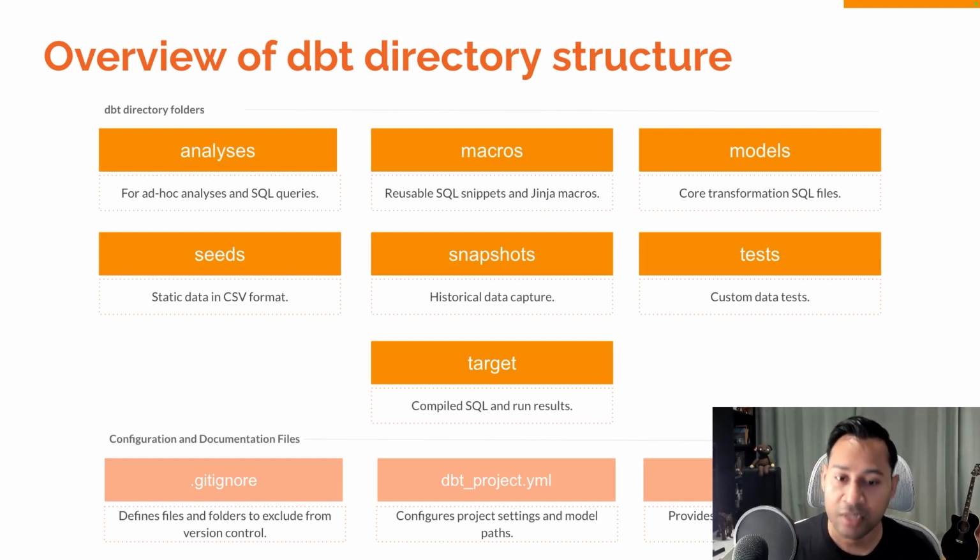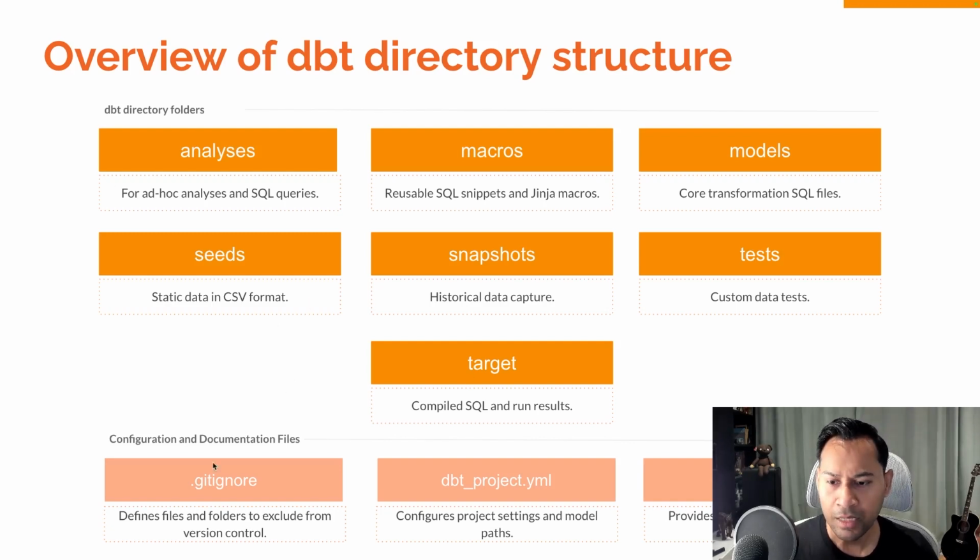If there are any bugs, you do that kind of back and forth, debugging and updating your logic, whatever that might be. So the target folder is really important. It's not there yet, but it is super important. Now we've covered all the dbt specific directory folders. Let's move on to the configuration and the documentation files.